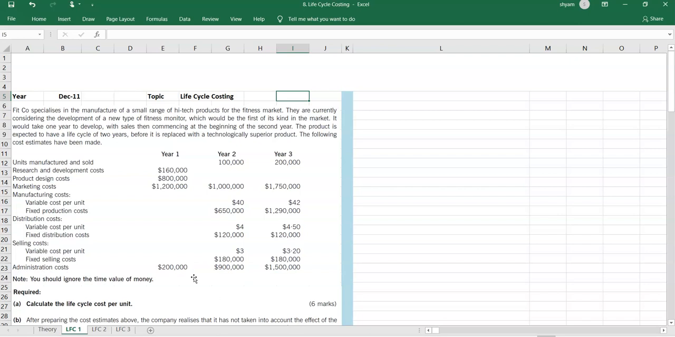Our job is to find out, required, calculate the life cycle cost per unit, okay, and ignore the time value of money. I think this we can directly ignore, no worries about that. We have to find out the life cycle cost per unit. So we'll start.